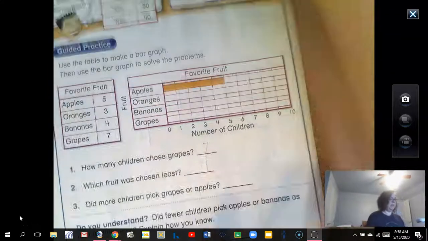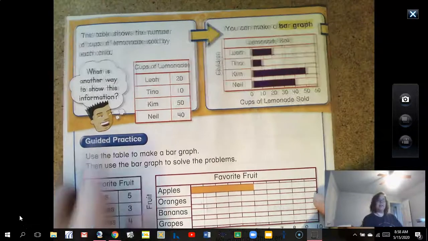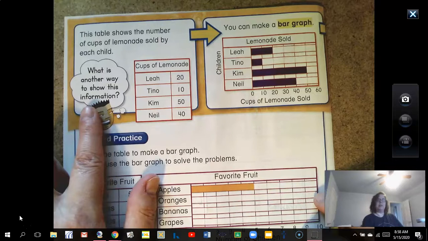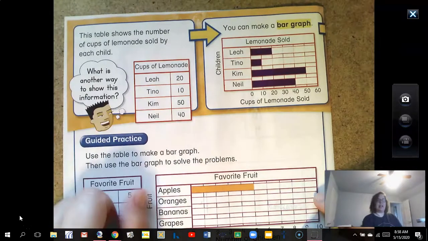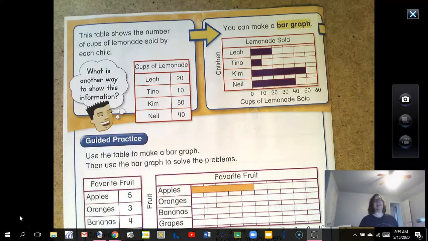Let me move my paper around. Okay. So up here, it says this table shows the number of cups of lemonade sold by each child. So this particular bar graph is going to be talking about cups of lemonade that they're selling. Okay, how many of you have sold lemonade out in front of your house or somewhere else?